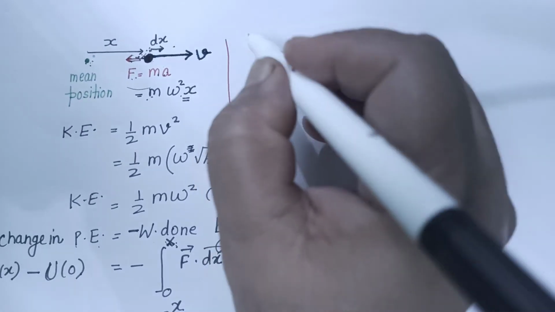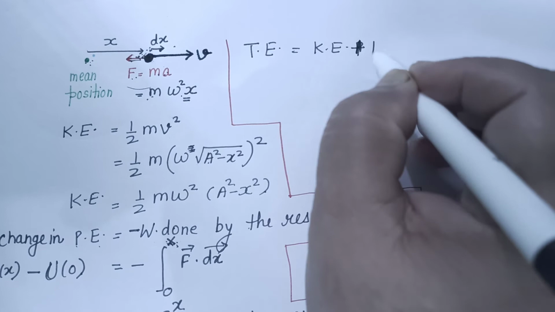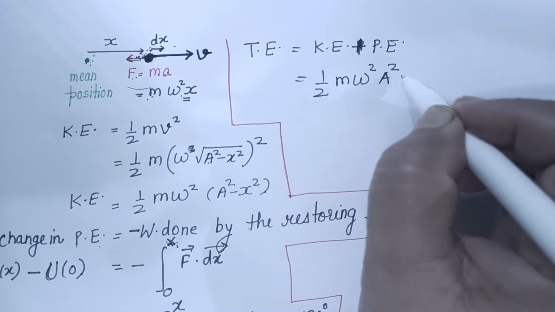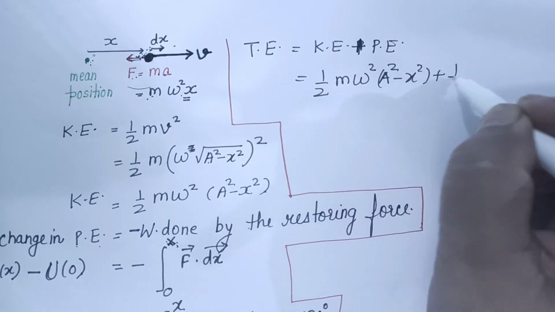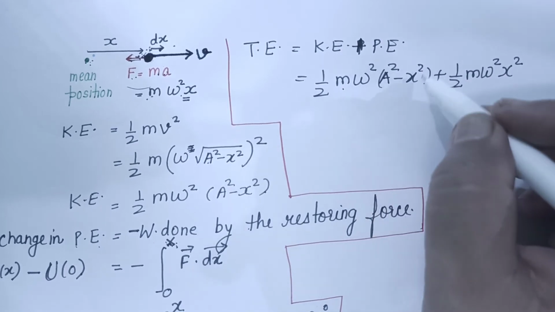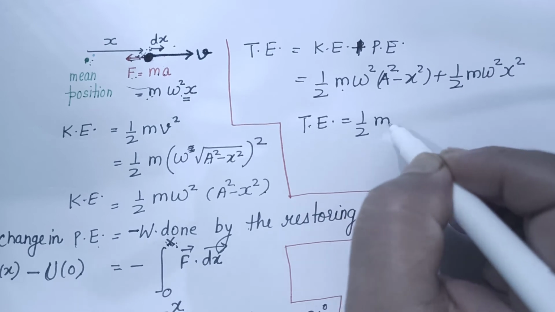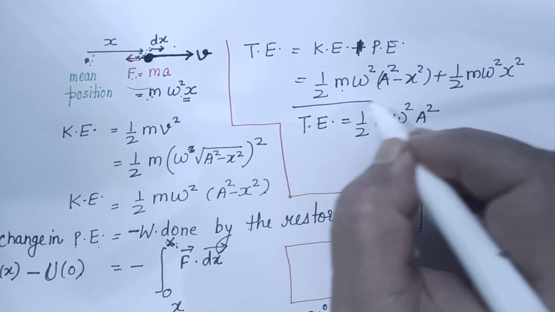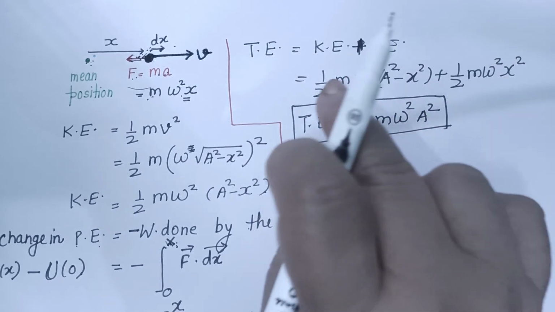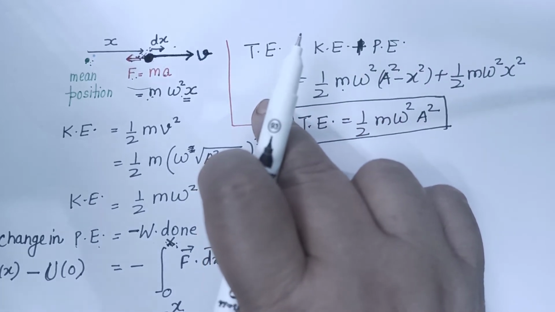So let us calculate the total energy of the particle, and it is kinetic energy plus potential energy, and that is half m omega square (a square minus x square) plus half m omega square x square. Now half m omega square x square will get cancelled, and we will be left with total energy equal to half m omega square a square, and this value remains constant throughout the motion, although kinetic energy keeps on changing into potential energy during the motion, and potential energy keeps on converting into kinetic energy during the motion.